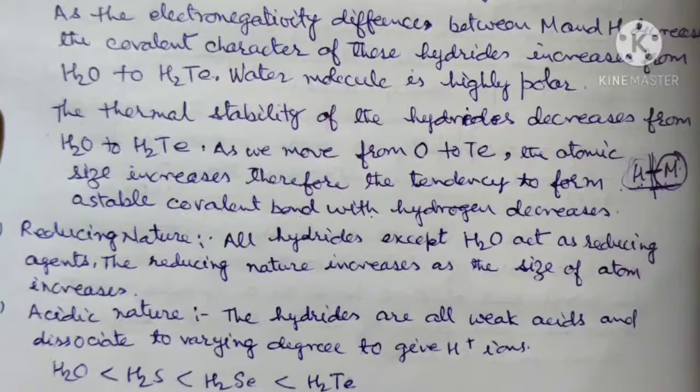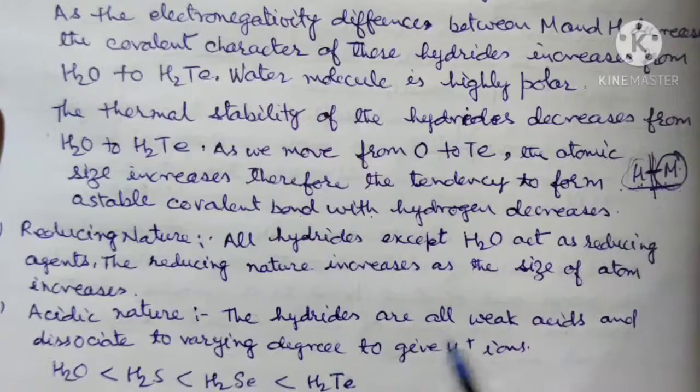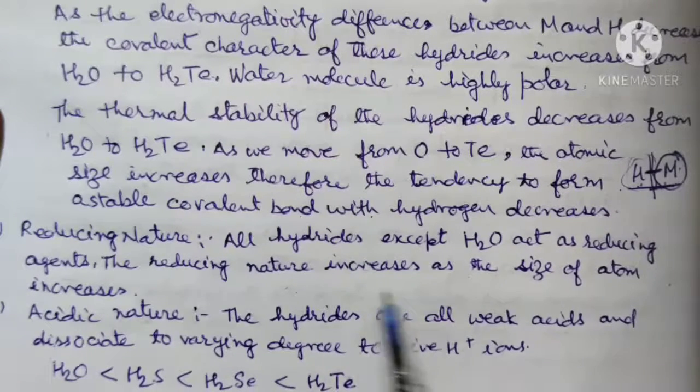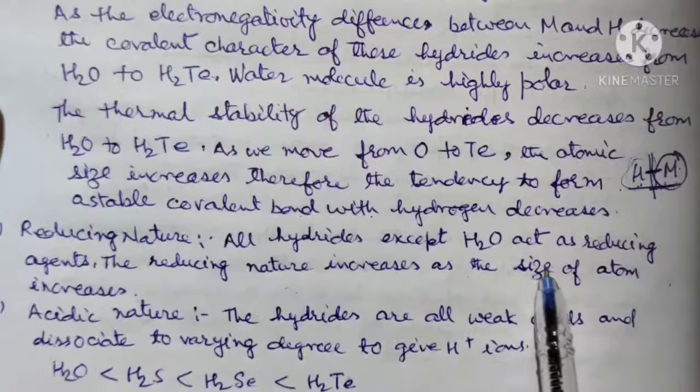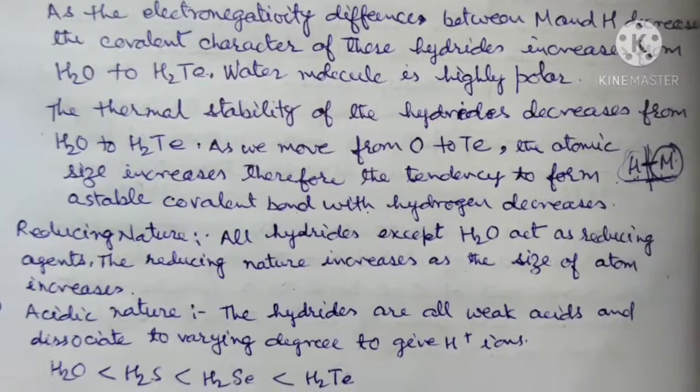So when we move down the group, the size of the element increases and the bond dissociation energy decreases, and that's why the reducing nature also increases. So this is for the reducing nature. And then the acidic nature, now the reason is the same.